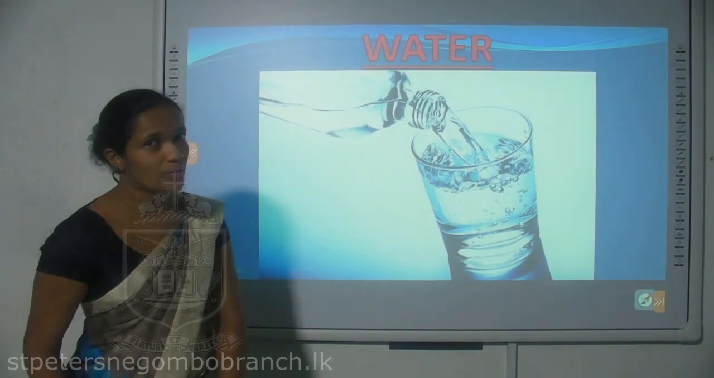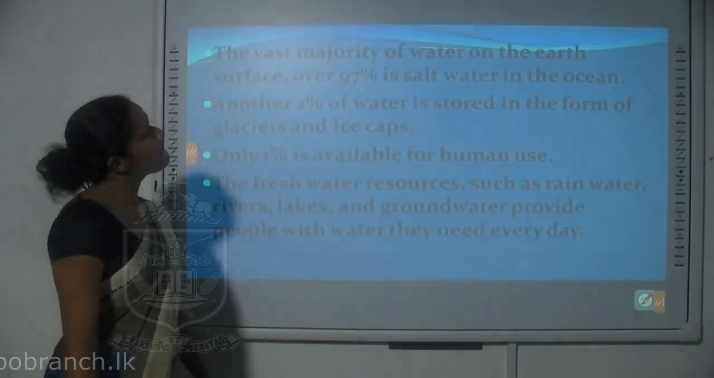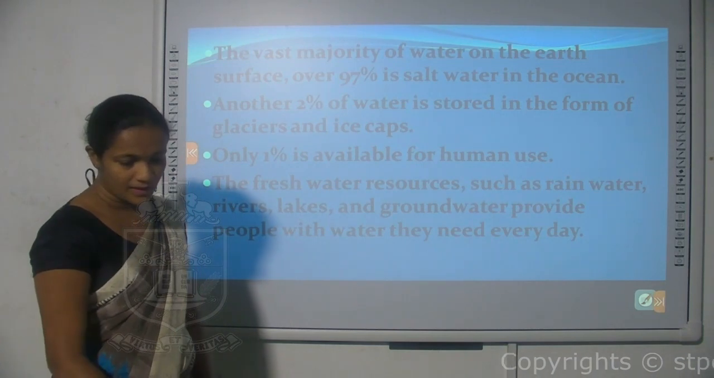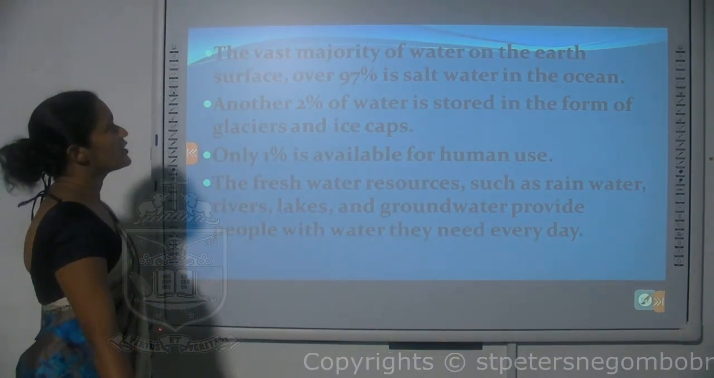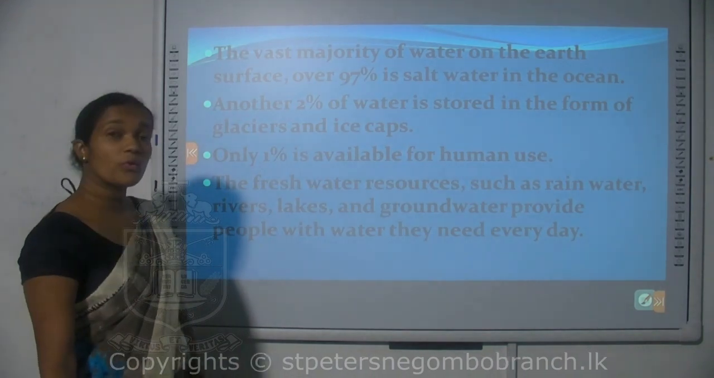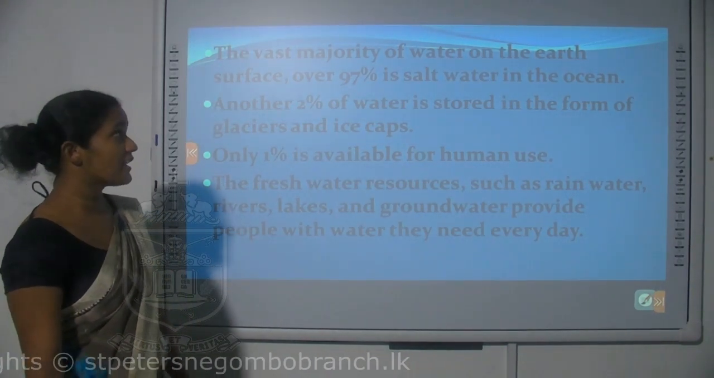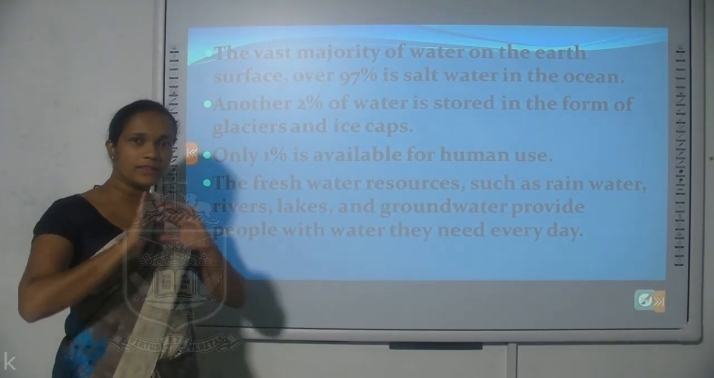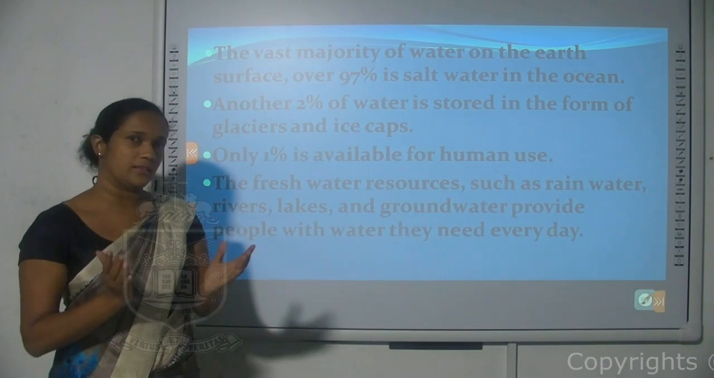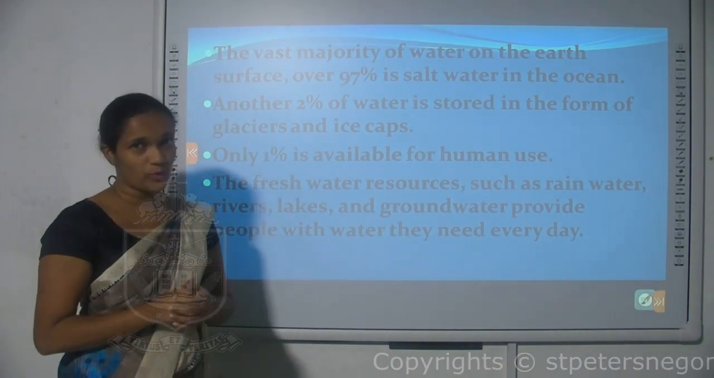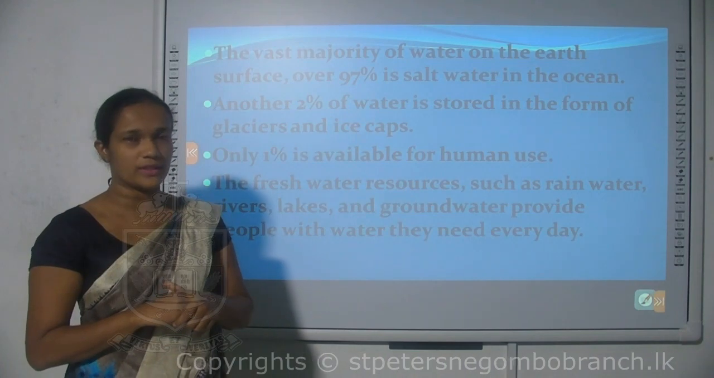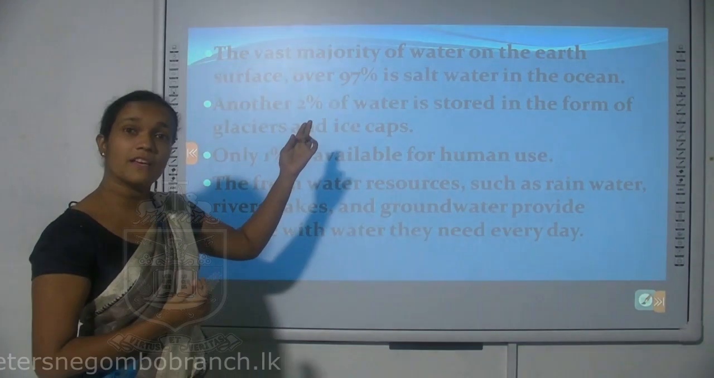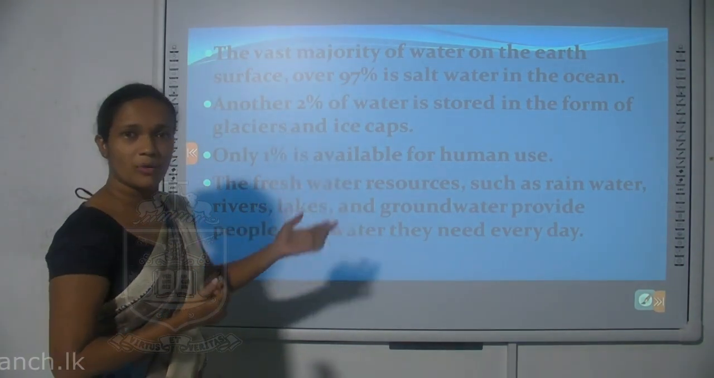The first thing we are going to talk about is water consistence. It says that the vast majority of water on the Earth's surface, over 97%, is salt water in the ocean. Now we know our Earth is almost fully covered with water as salt water, which we can't drink. It's 97%. That's a very big amount.